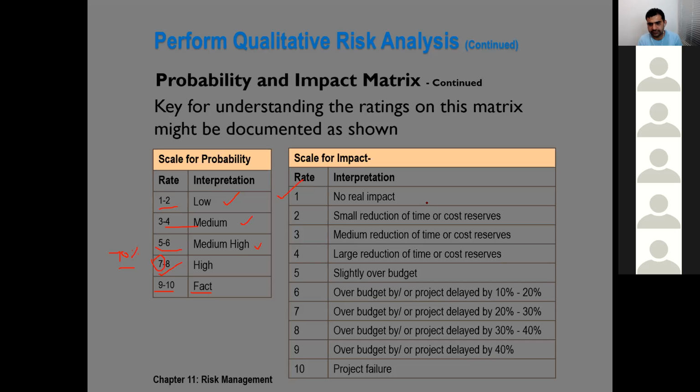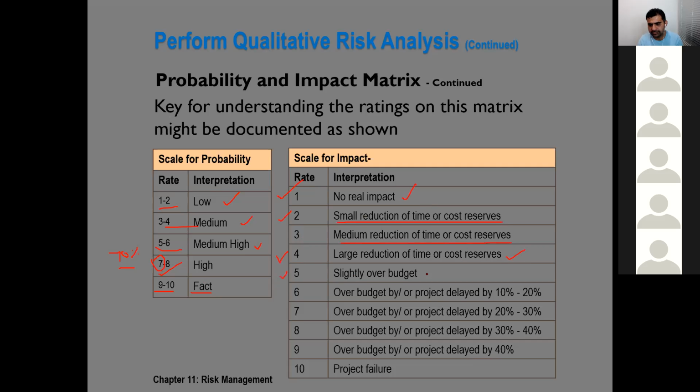Rating. 1 is no real impact. 2, small reduction of time or cost reserves. 3, medium reduction of time or cost reserves. 4, large reduction of time or cost reserves.